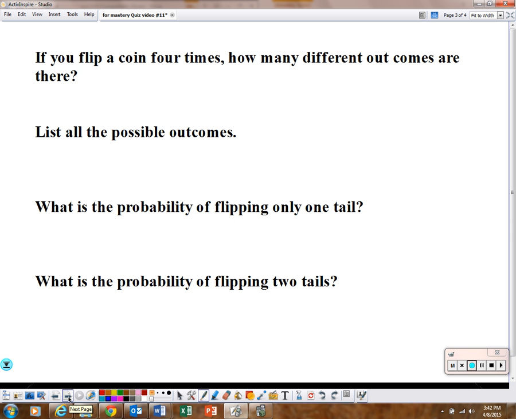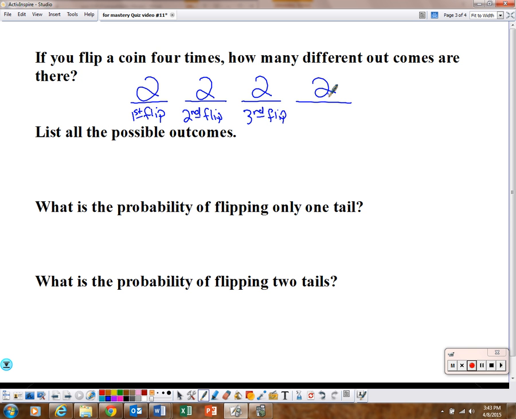The first one: if you flip a coin 4 times, how many different outcomes are there? Well, I'm going to make 4 spaces. This is going with the counting rule. So you flip a coin, there are 2 possibilities on the first flip. There are 2 possibilities on the second flip. There are 2 possibilities on the third flip. And there are 2 possibilities on the fourth flip.